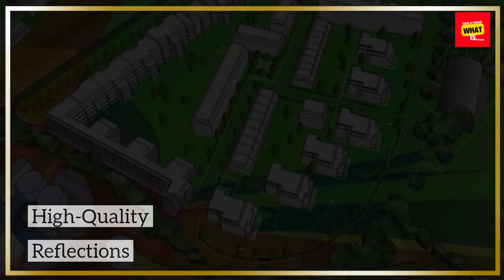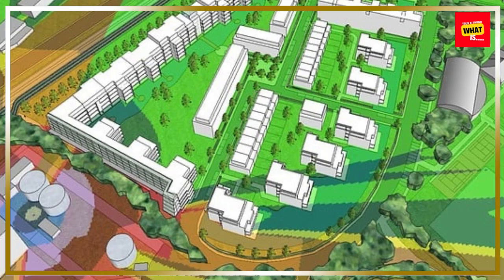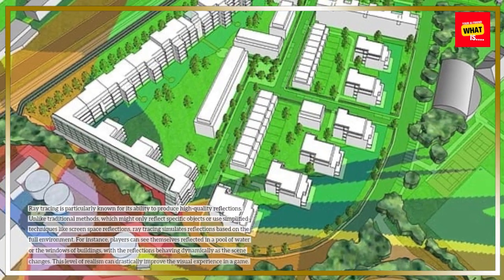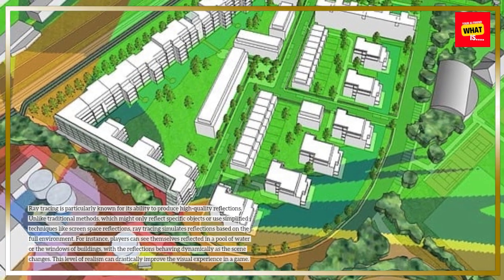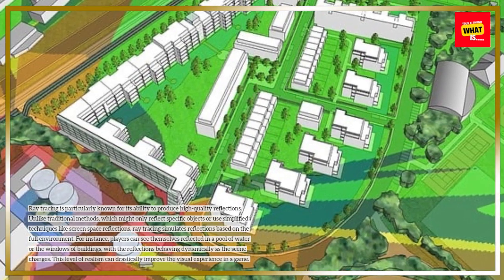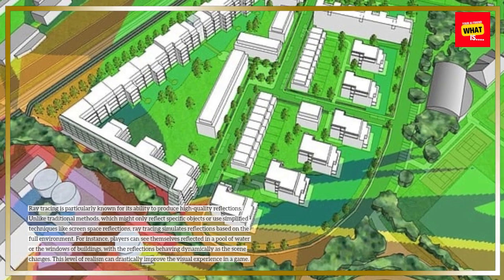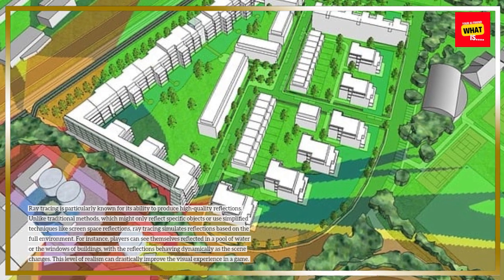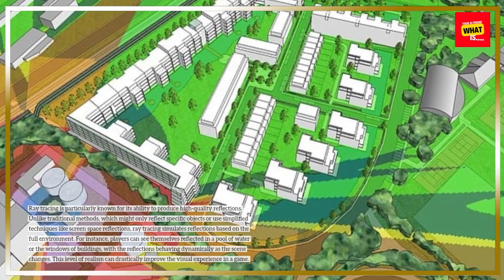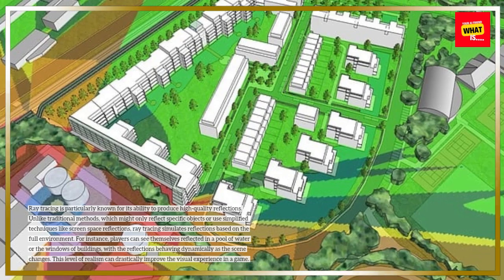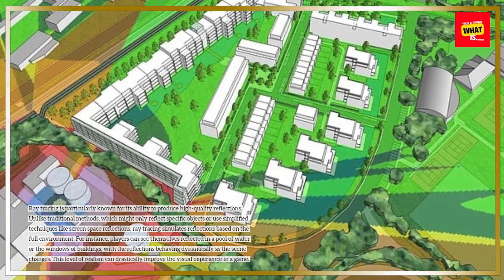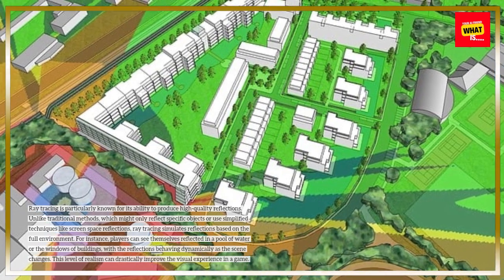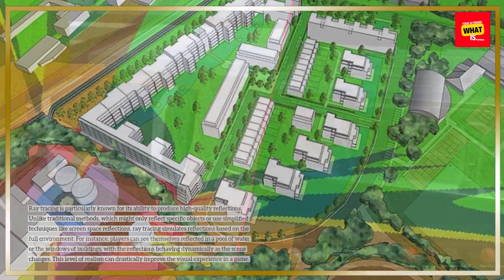High-quality reflections. Ray tracing is particularly known for its ability to produce high-quality reflections. Unlike traditional methods, which might only reflect specific objects or use simplified techniques like screen space reflections, ray tracing simulates reflections based on the full environment. For instance, players can see themselves reflected in a pool of water or the windows of buildings, with the reflections behaving dynamically as the scene changes. This level of realism can drastically improve the visual experience in a game.